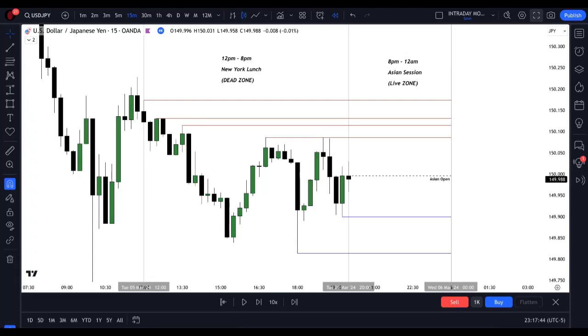Once again, with the pair US dollar versus Japanese yen, we had a successful Asian Session model on Tuesday night, the 5th of March 2024. Let's walk through it together. As always, we are not looking to trade between 12 p.m. and 8 p.m. New York Eastern Standard Time.